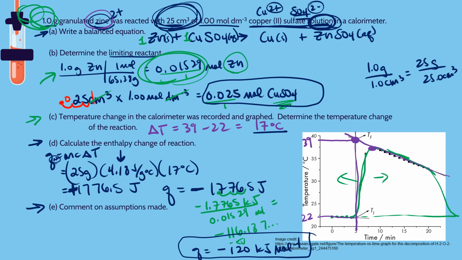We're also assuming that all of the zinc reacted with all of the copper 2 sulfate. We're also assuming that all of the energy released by the reaction was absorbed by the water. Probably in reality some was also released into the surroundings, because look at our graph. We know that some was released into the surroundings. So lots of assumptions made in order to do this math, but we did it anyhow.